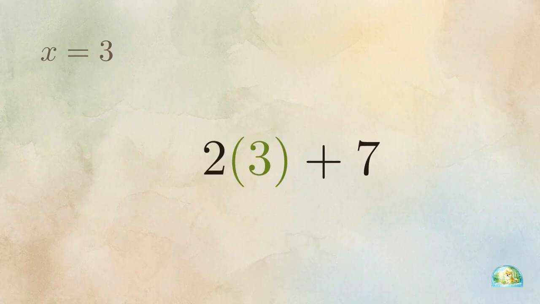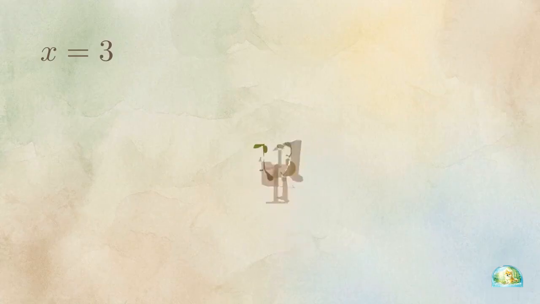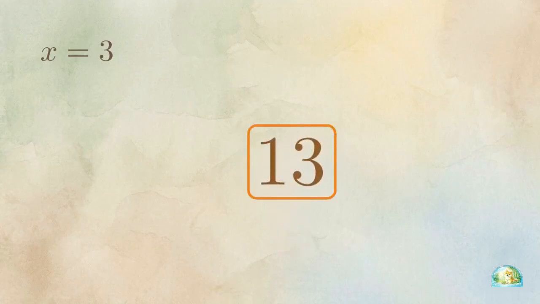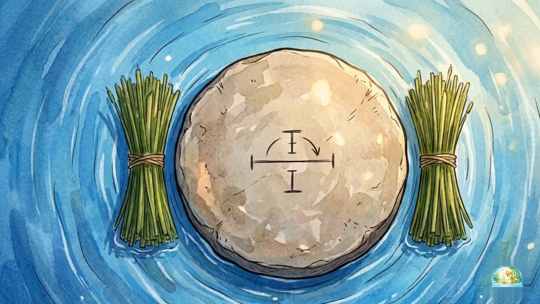Now we follow the math, performing the multiplication first. 2 times 3 gives us 6, leaving us with 6 plus 7. Add those together, and our final value is 13. Evaluating a basic expression comes down to that direct replacement, followed by simplifying the numbers. It balances the algebraic scale perfectly, down to a single value.